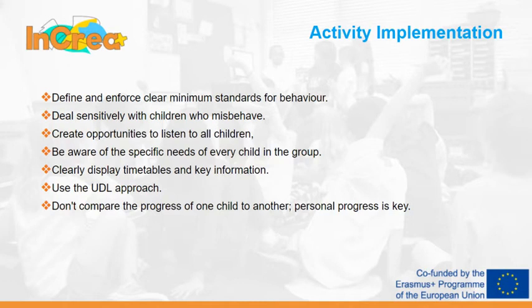Be aware of the specific needs of every child in the group. You can use a pre-assessment to inform your planning and ensure inclusivity. Clearly displaying timetables and key information as well as using the UDL approach are great ways of giving students autonomy over their learning and helps lots of students understand what and why they are learning. Finally, progress is very personal, so don't compare one student's progress with another.